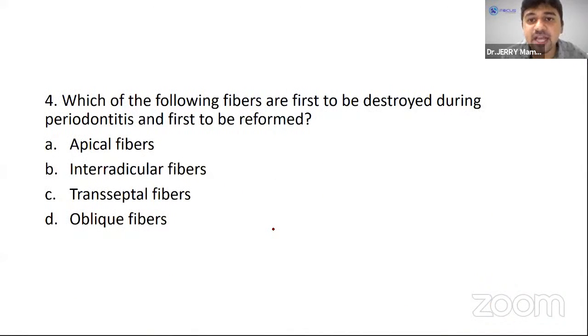Which of the following fibers are first to be destroyed during periodontitis and first to be reformed? Okay, very common question. It has been asked multiple times. Yes, it is your transeptal fibers. It runs from cementum of one tooth to the cementum of the other tooth without any attachment onto the alveolar bone. So it's the only principal fiber which does not have attachment to the alveolar bone. Okay, very good. So question number 4, answer is C, transeptal fibers.